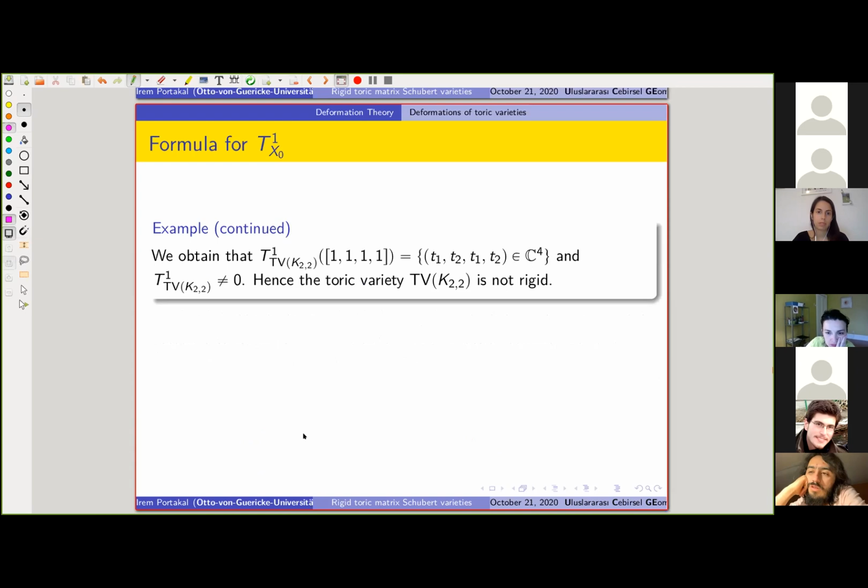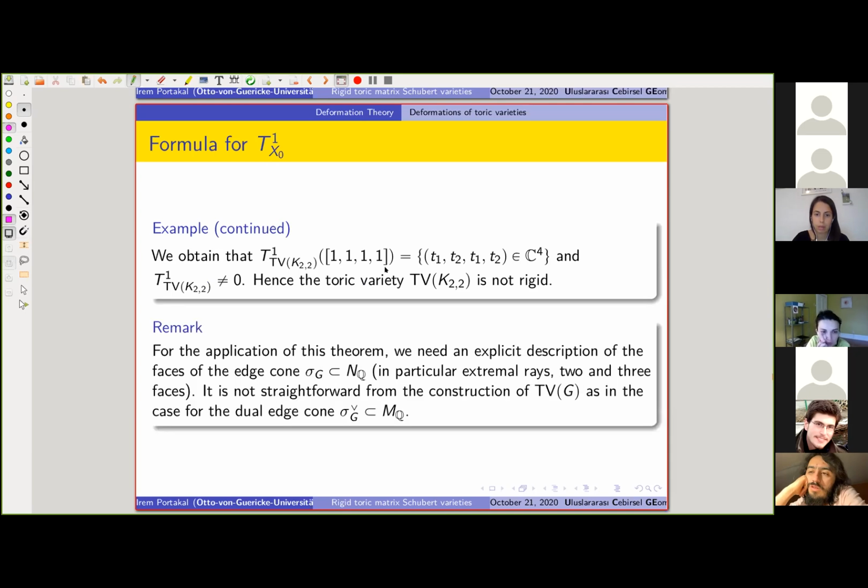And for this example, we see that for this deformation degree, this homogeneous piece is not 0, hence the whole T1 space is not 0. That means that the toric variety is not rigid. So if you find one deformation degree where the homogeneous piece is not 0, you can automatically say that the variety is not rigid, and it's very easy to have non-rigid examples. As I said before, we need an explicit description of the faces of the edge cone, which is what we're going to do now.